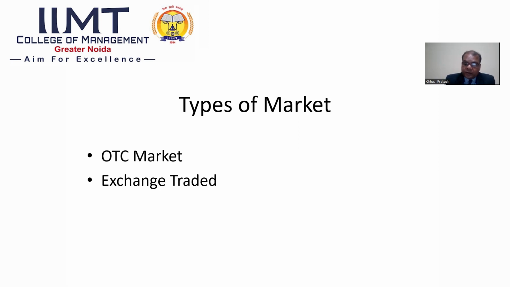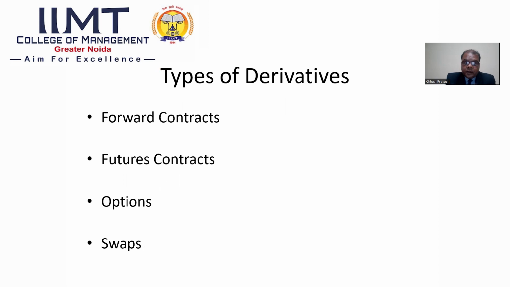So these are the two kinds of markets where derivative products are traded. Then there are four types of derivative products available in the market. One is forward contract, another is future contracts, third is option, and fourth is swaps. We will go through the concept of forward contract and future contract today. Options and swaps will be taken in the next session.